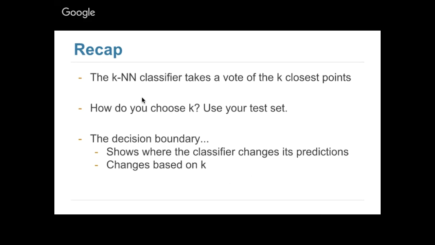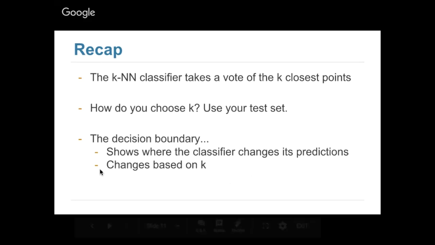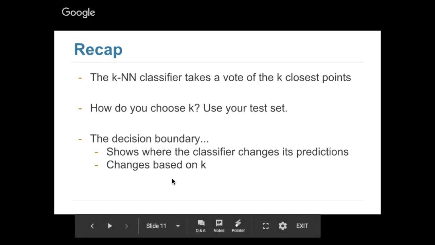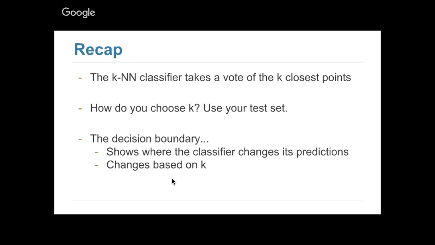So k nearest neighbor classifier: look at the k nearest points, take a vote, make a classification. How do you choose k? You look at the accuracy of your classifier on the test set. So not your training set. You want to make sure to use your test set. The decision boundary shows us where the classifier changes its prediction from 0 to 1, or 1 to 2 if you have more classes. And it changes based on your value of k. In particular, k small means your decision boundary will have more detail. K large means that your decision boundary will be smoother.